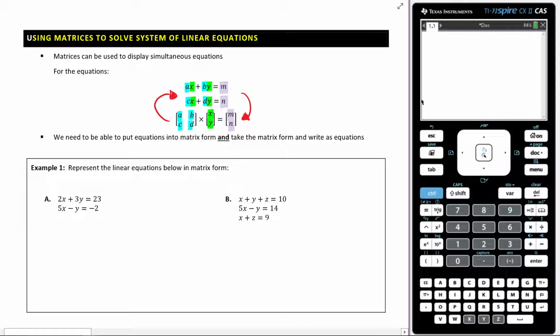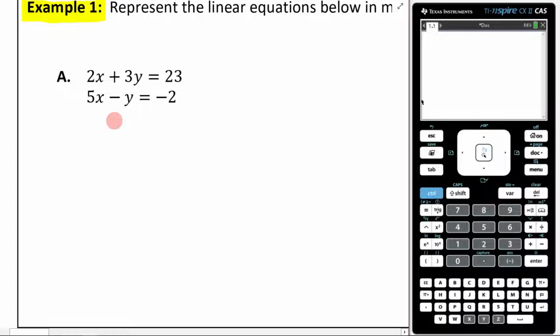All right, so to get a better understanding of how to take simultaneous equations and put them into matrix form, we're going to go through this example one here, which says represent the linear equations below in matrix form. So let's have a look at this one. What are we going to do?